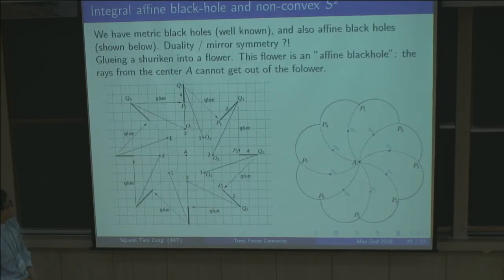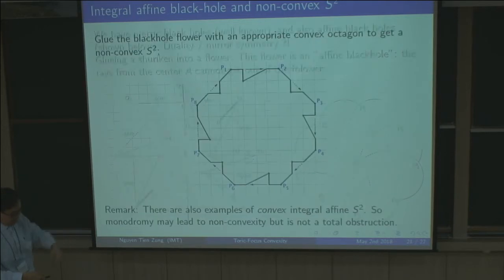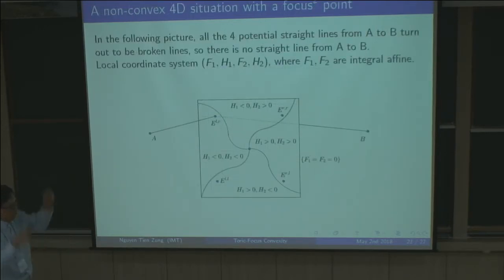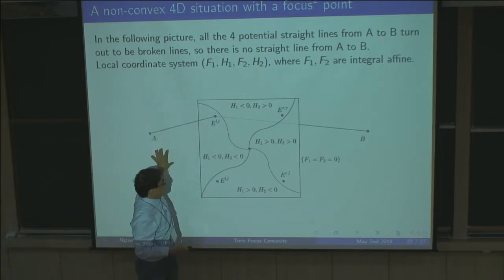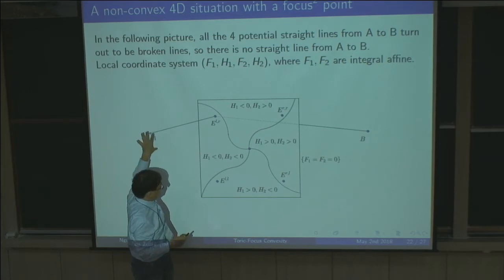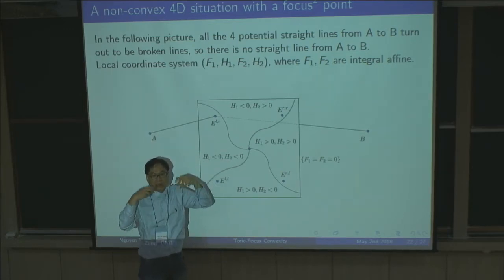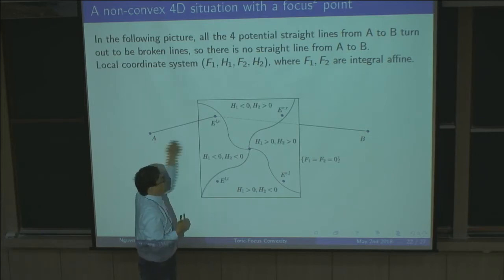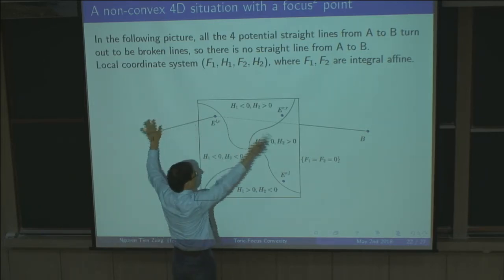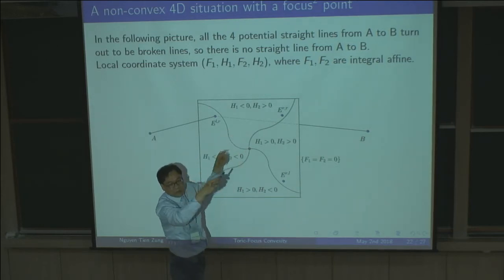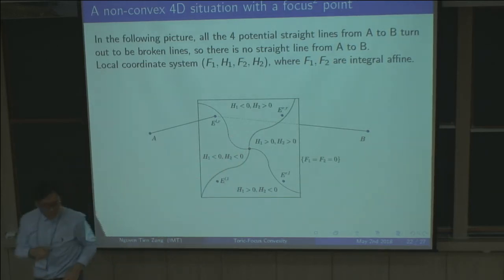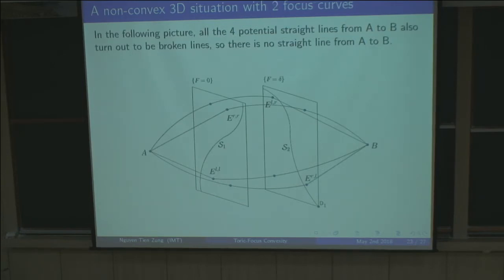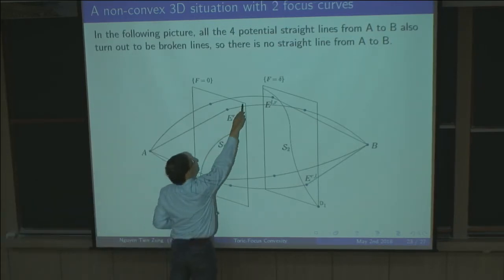Now, when you have two focus components and you want to go in that neighborhood from A to B, there are actually four choices, because you have two focus components, so this is focus power two. You have four choices, but actually, you can construct such a system such that the four choices get broken. None of them work. So it means that you cannot go from A to B. So even quite locally, near a focus point of power two, it is already not convex. It is a bit tricky to construct, but it's possible.